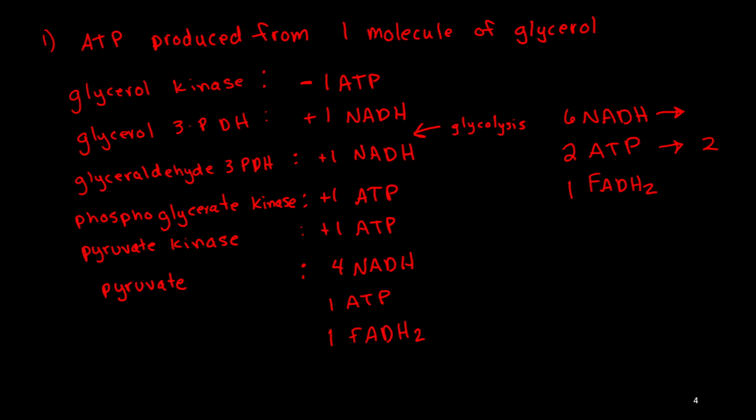6 NADH is equal to how many ATP? 15. So you get 2.5 ATP per NADH. 6 times 2 is 12. 6 times 0.5 is 3. So 12 plus 3 is 15. And 1 FADH2 will give us 1.5 ATP. So 1 glycerol molecule gives us the potential of producing 18.5 ATP molecules.